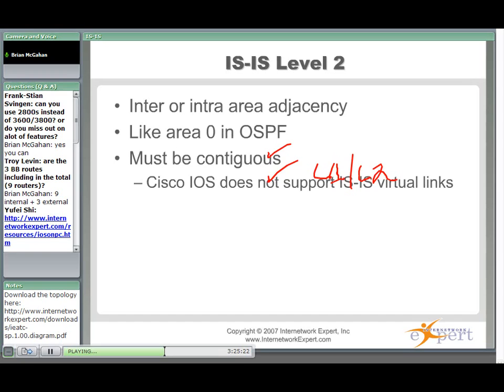Now, IS-IS level 2 is going to be synonymous to area 0 in OSPF. Level 2 must be contiguous throughout the IS-IS domain, and Cisco's implementation does not support virtual links. So we need to make sure that the level 2 adjacencies are contiguous.